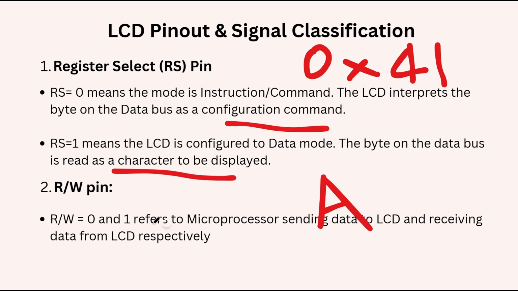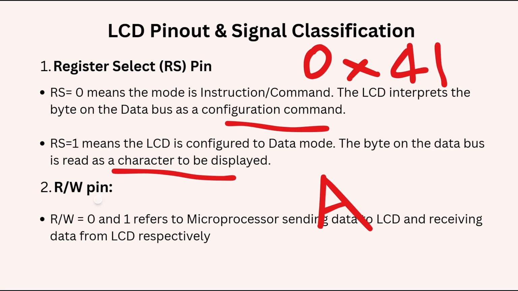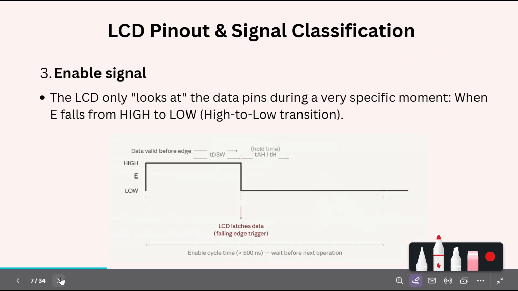So now let us look at what the read and write pin means. When this pin is equal to 0, it means the microprocessor is sending data to the LCD. It is basically a write operation. This is used both for writing commands and writing the display data. When this pin is equal to 1, this means the microprocessor is reading data from the LCD. The most common read operation is checking the busy flag of the data bus. However, in our experiment, we are not using that mode of the LCD, so we don't have to bother ourselves much with it. Now let's look at what the enable signal means.